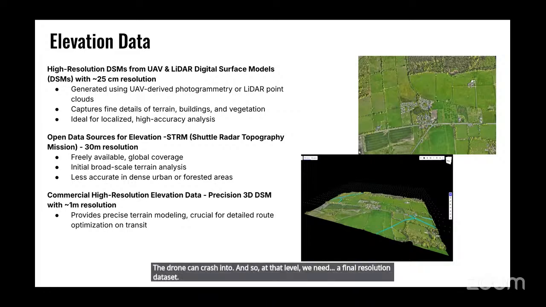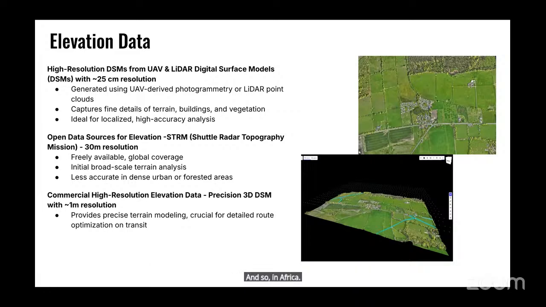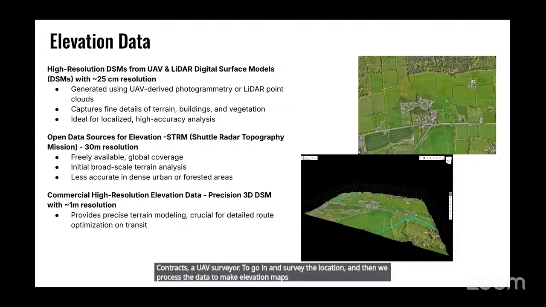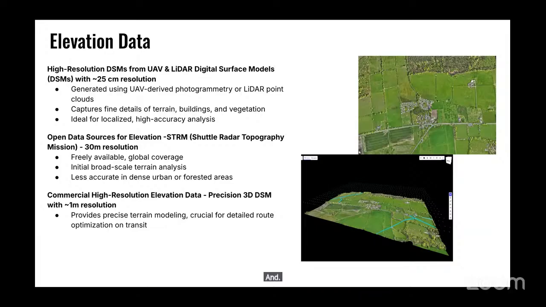And so in Africa, we mostly resort to UAV surveys. So we either would contract a UAV surveyor to go and then survey the location, and then we process the data to make elevation maps. And from there, we are able to tell the nature of the terrain, and then that informs on route planning at the health facility.